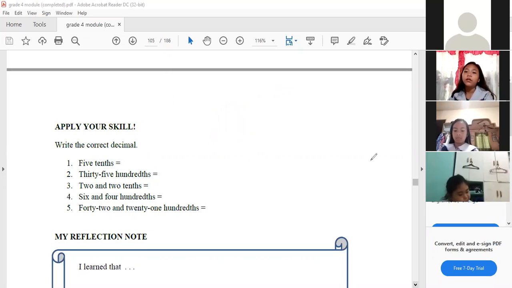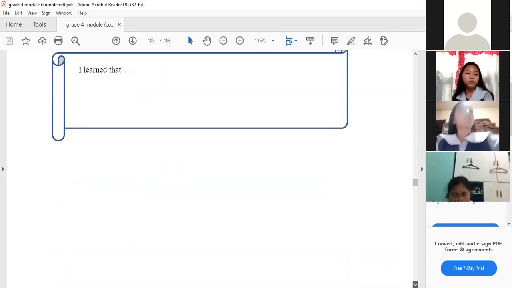So, let's proceed to rounding off numbers. What if they're both decimals? What if they're both 0 at the start? They're both 0 at the start.